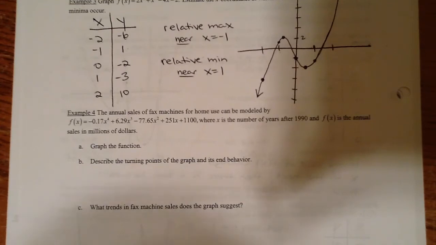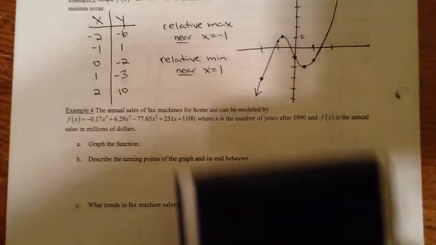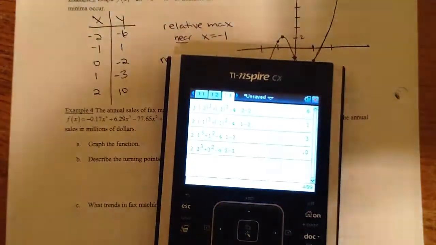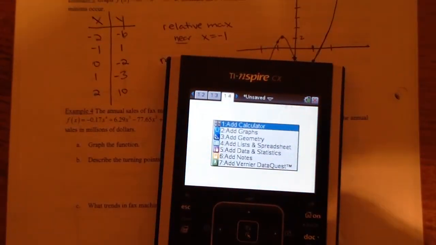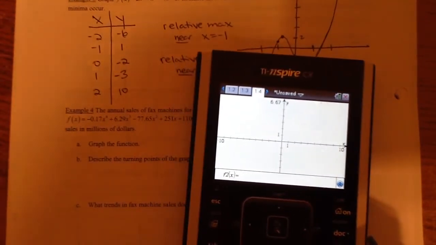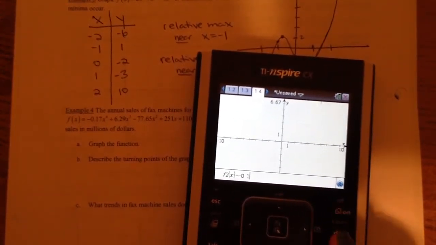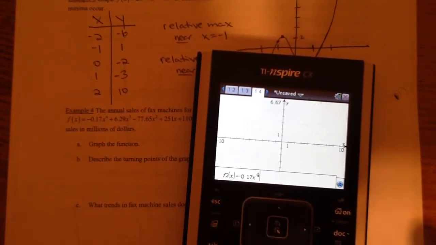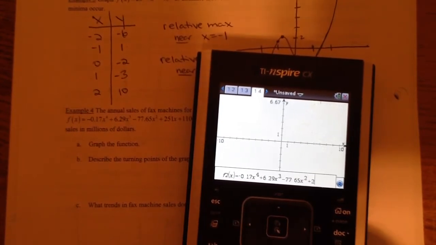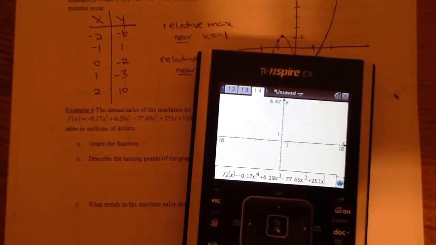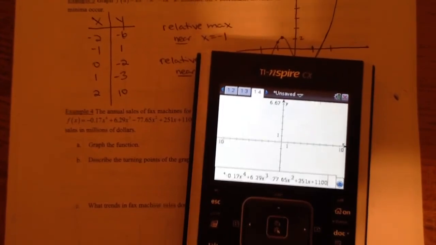So we want to start by graphing the function. We are going to graph the function in our calculators. So I want to show you how to do that. We're going to play around with the window a little bit. So open up a new graph page. We're going to graph this function exactly the way we see it here. So negative 0.17 x to the fourth plus 6.29 x to the third minus 77.65 x squared plus 251 x plus 1100.